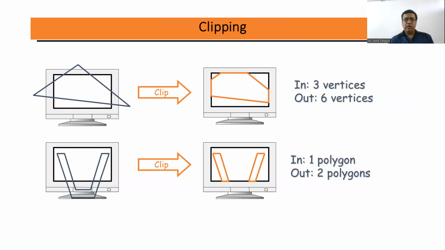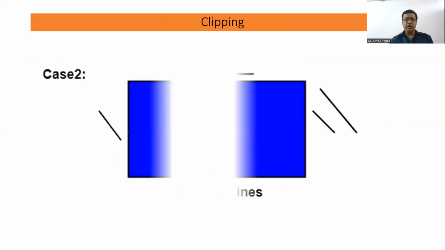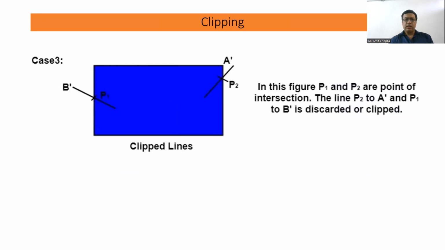Now we can see an example of clipping. We have a polygon with vertices, and after clipping, we get the result on the right side. Now consider case one. If lines are inside the window, all lines will be visible. In another case, if lines are outside of the window, all lines are invisible. Case three, if a portion of the line is inside the window and another portion is outside of the window, then that line needs to be clipped.